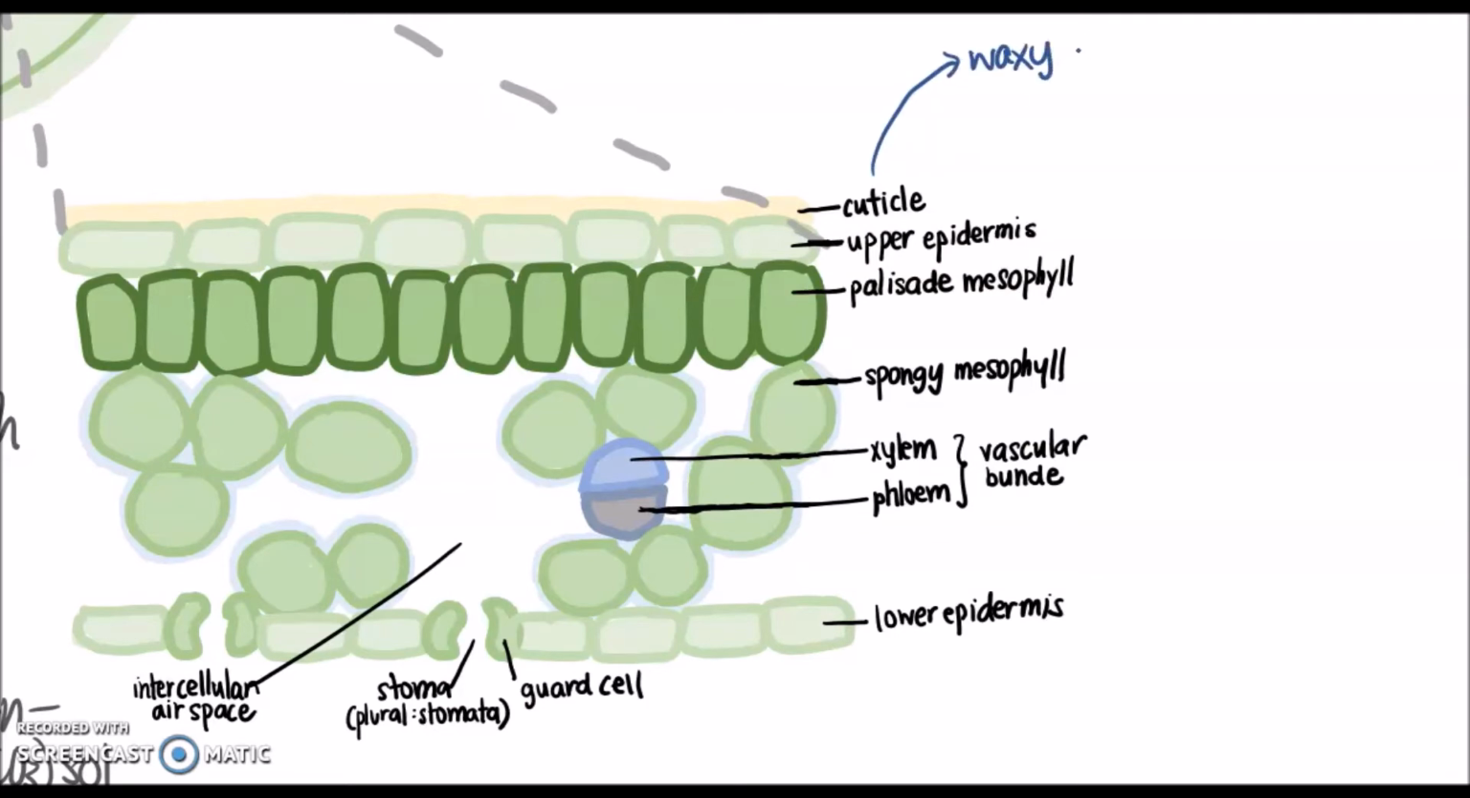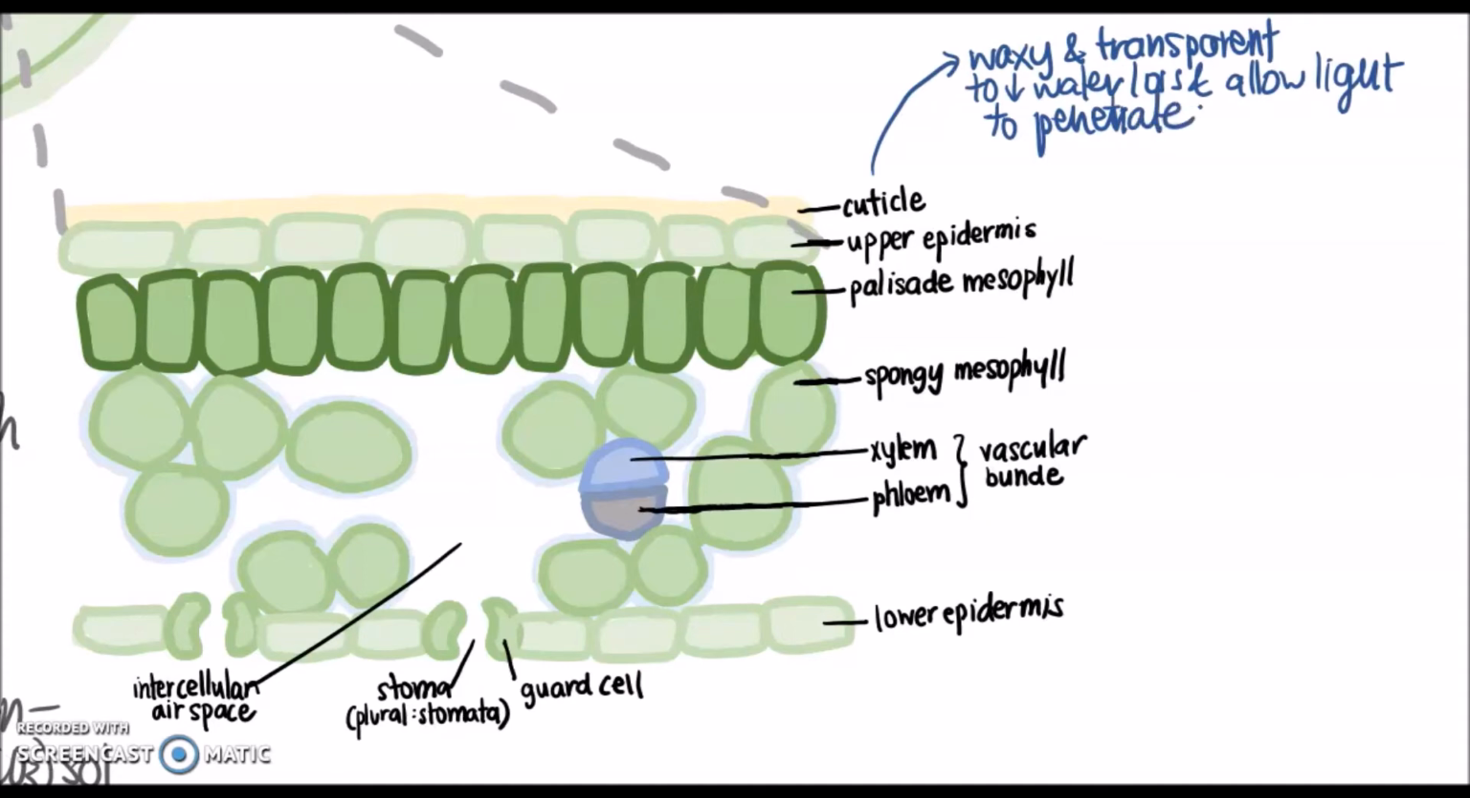Now, the cuticle. Its function is that it is waxy and transparent, to reduce water loss from the leaf surface and to allow light to penetrate. Please pardon the screen things.